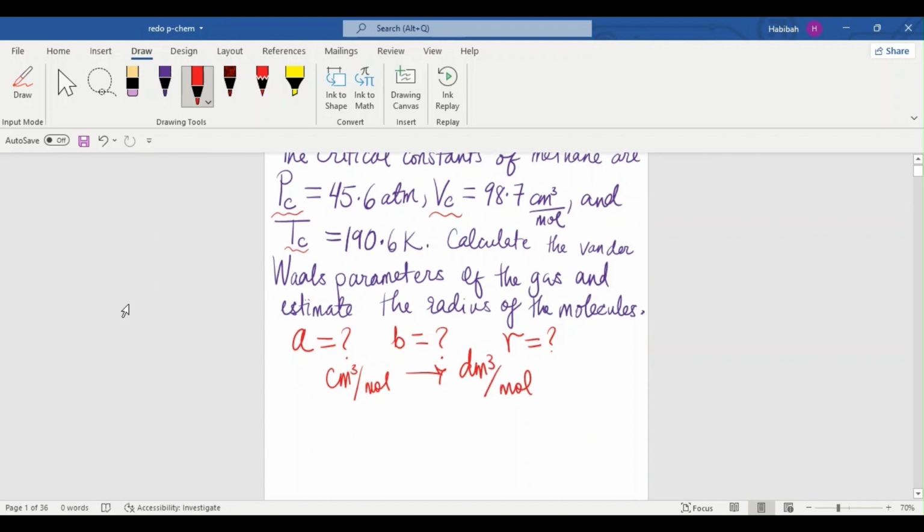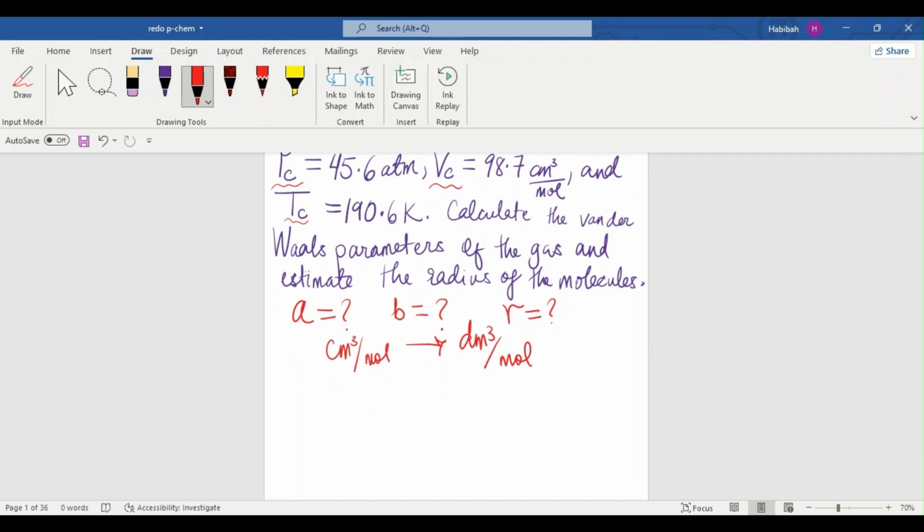So what that looks like is that we have to remember that 10 centimeter gives you 1 decimeter. So 10 centimeter cube is going to give you how many decimeter cube? 10 times 10 times 10 would give you 1000 centimeter cube, and then 1 times 1 times 1 is 1 decimeter cube. So this is basically the standard for the conversion.